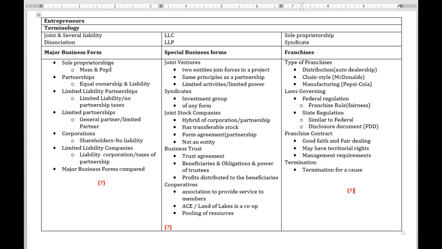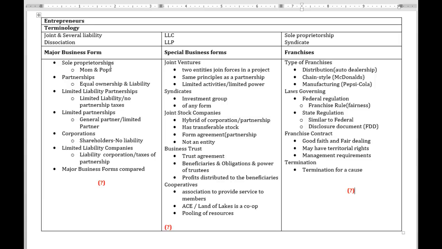Then there are partnerships, and there are many kinds of partnerships. A typical partnership is equal ownership and liability. There will be partnership agreements. It's pretty straightforward. Usually you'll have a lawyer draw them up, and the partnership agreement will explain how many hours are expected to be worked, the investment and the distribution of capital and or profit, and also how the partnership will be dissolved if it is to be dissolved.